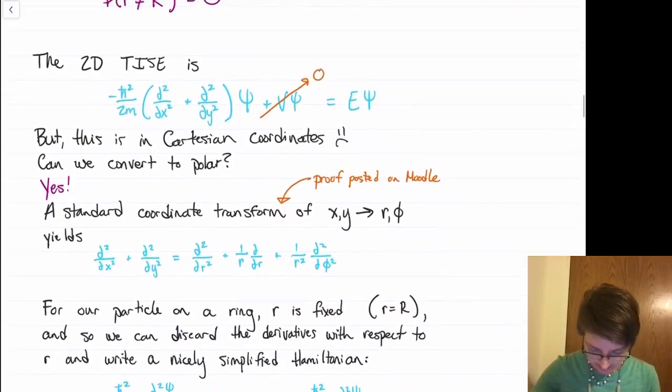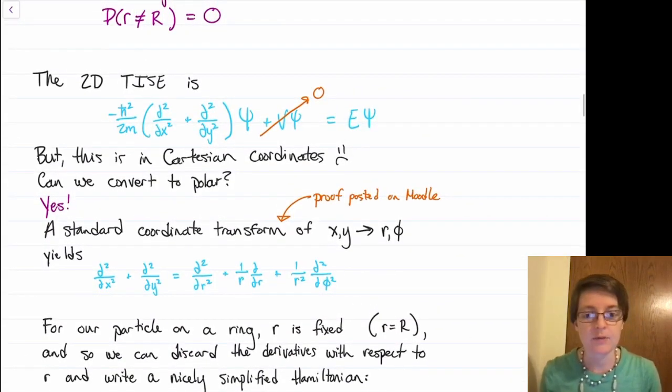The two-dimensional time-independent Schrodinger equation is something that we discussed in a previous lecture, and the formula for that is negative h bar squared divided by 2m, m being the mass of our particle, times the sum of two partial derivatives, one for the x-coordinate, one for the y-coordinate, multiplied by psi, plus the potential times psi, and that will all be equal to the energy of the system times psi. Just like for the particle in a box, what psi looks like for r not equal to capital R is just 0. And so it's pretty boring.